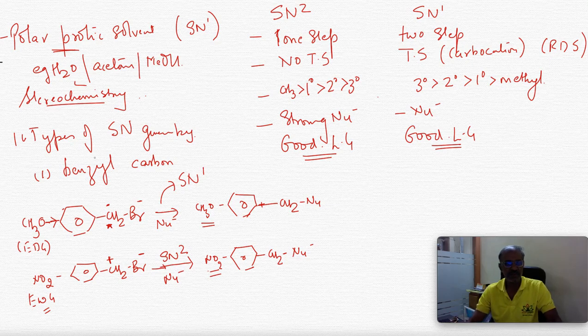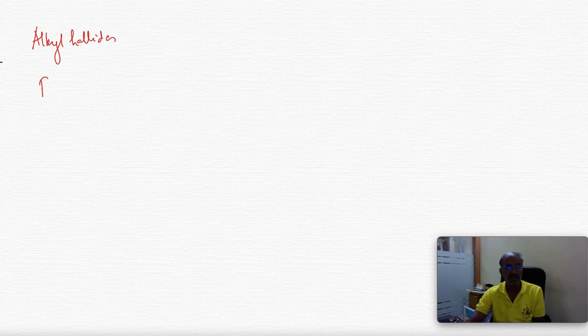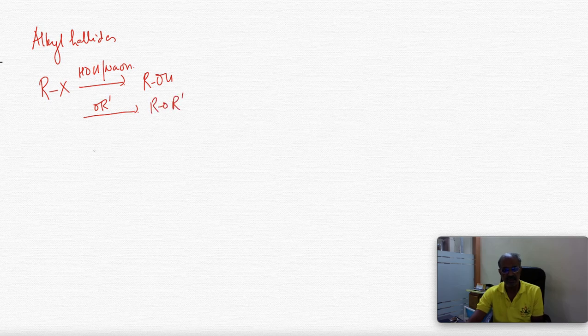One more example we will take. There are many different examples. Take for example alkyl halides, RX. If I take some water or NaOH, then the product will generally form ROH. Suppose if I take OR dash, then it will form ROR dash, right?